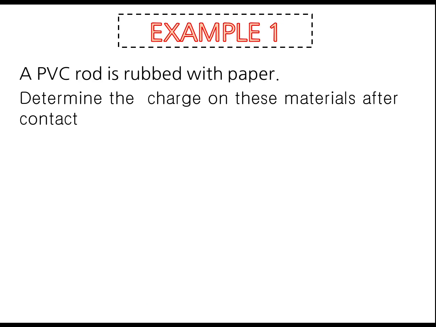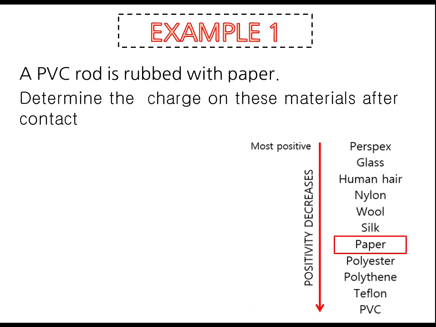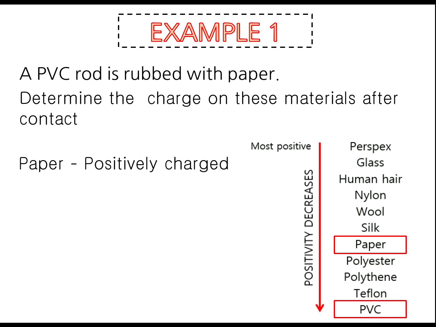A PVC rod is rubbed with paper. Determine the charge on these materials after contact. We need the list of materials to help us determine the charge on the objects. Paper is found above PVC on the list, and the trend is, as you move down the list, the positivity decreases, thus making paper positively charged because it is found above PVC, and therefore PVC is negatively charged.